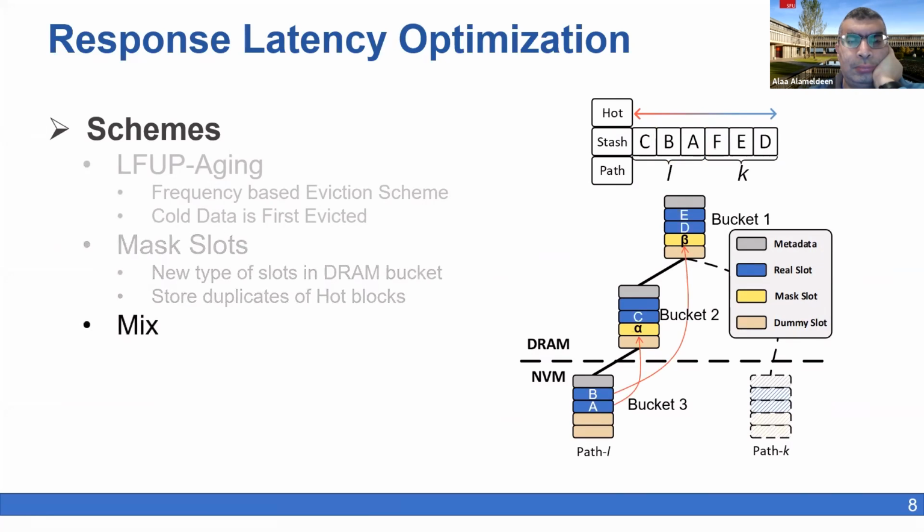Last, we find that the fixed slot partition leads to the waste of effective DRAM space. So we dynamically adjust the bucket composition to store more hot data in DRAM. The empty real nodes can be used to store the duplicates, and the empty mask nodes can also be used to store the real blocks.